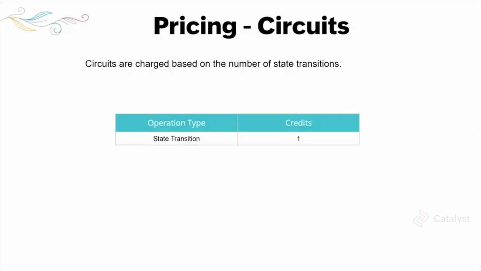From a pricing point of view, circuits are charged basis the number of state transitions. So for each state transition that you want circuits to make for you, there will be one credit that will be used.